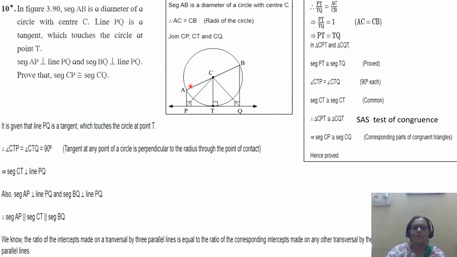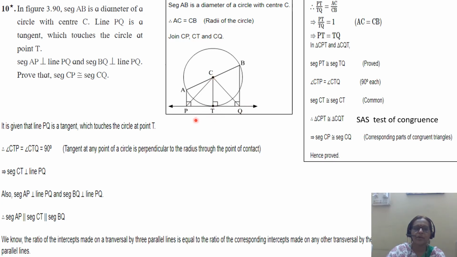Now AB is the diameter of a circle with center C. AC is equal to CB, radii of the same circle. Join CP, CT and CQ. PQ is tangent at T. Therefore, angle CTP is equal to angle CTQ is equal to 90 degrees.